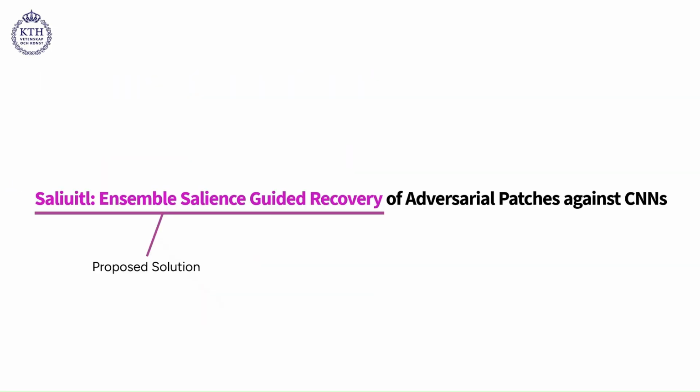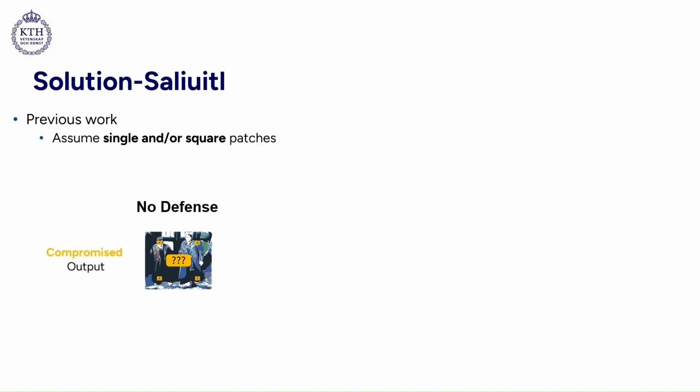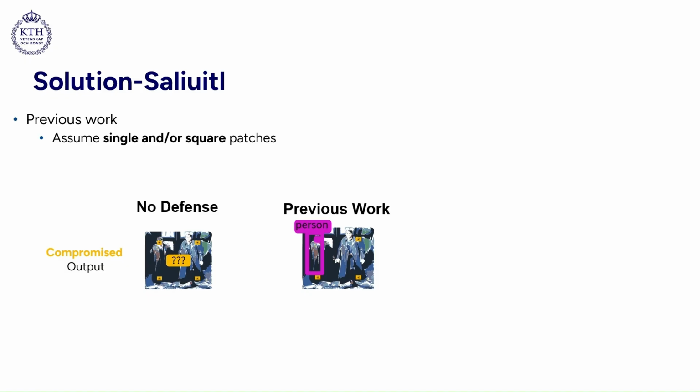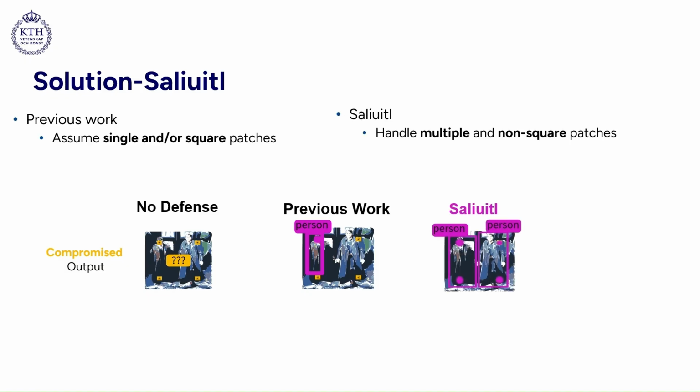Let's now talk about Saliuitl, our proposed solution to the adversarial patch recovery problem. I will first highlight the main differences between Saliuitl and existing recovery approaches. First, existing approaches often assume that there will be at most one patch per image, that the adversarial patches will have a square shape, or both. Therefore, when confronted with multiple or non-square patch scenarios, existing defenses might struggle to fully recover the victim model's output. Meanwhile, Saliuitl is able to handle multiple and non-square patch scenarios in the same way that it handles single square patch scenarios.